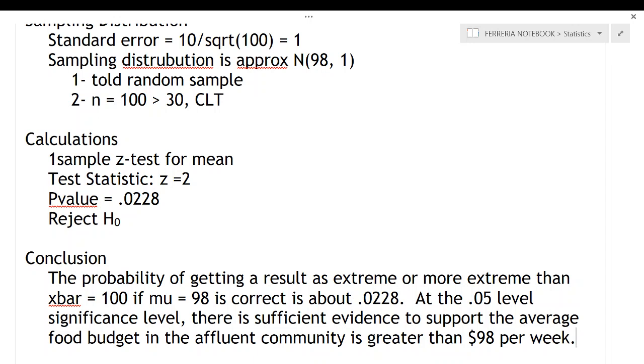Can you explain again why we use the z-test? We used a z-test because that standard deviation came from the population and not from the sample. Okay, yeah, I got confused.